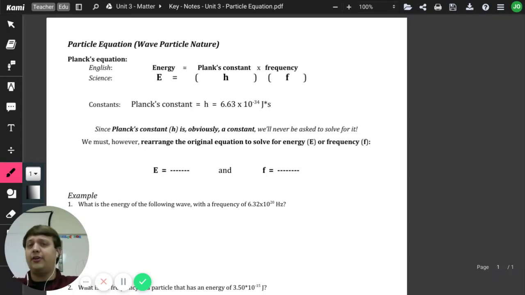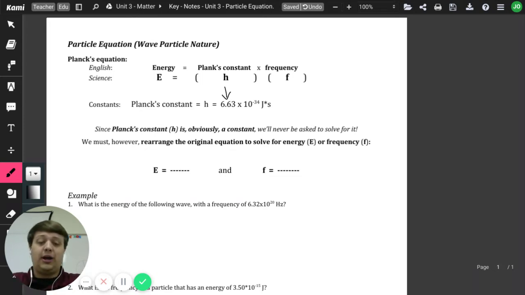Now this is a constant number, just like the speed of light number was a constant number. Planck's constant is equal to 6.63 times 10 to the negative 34th joules times seconds. And then I've also got frequency, which again we can solve for using that other equation that we had earlier. Since Planck's constant is a constant, we're obviously not going to have to solve for it, just like we weren't going to solve for the speed of light.